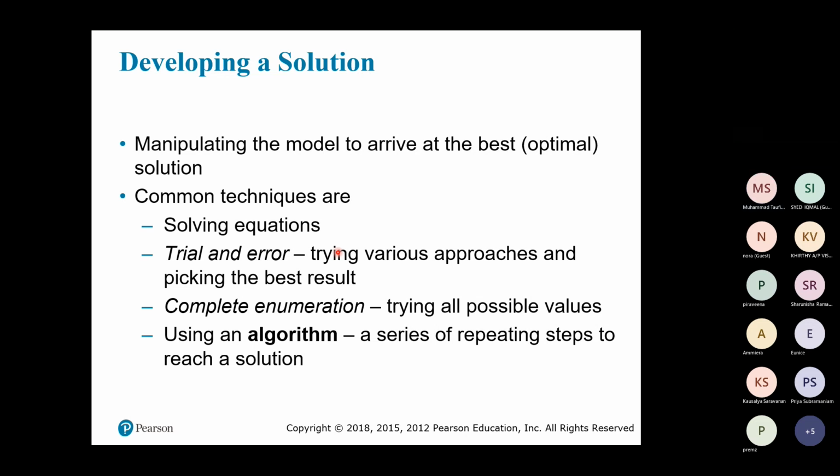Then you can also use complete enumeration, trying all possible values. And you can also use an algorithm or a series of steps to get to the correct solution. For example, maybe you encounter the problem frequently and you already have your standard operating procedure, your SOP. Using the SOP can help you get to the solution much faster. Right, so that is the first step, developing the solution.